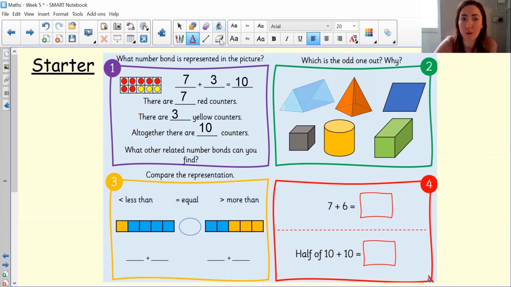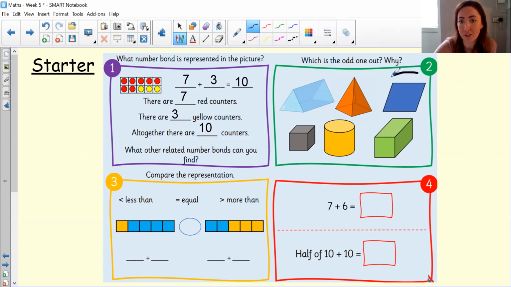Okay, number 2, which is the odd one out. So it is this shape here. And the reason why is because it's the only 2D shape. The rest of the shapes are 3D. So it's the only 2D or flat shape.